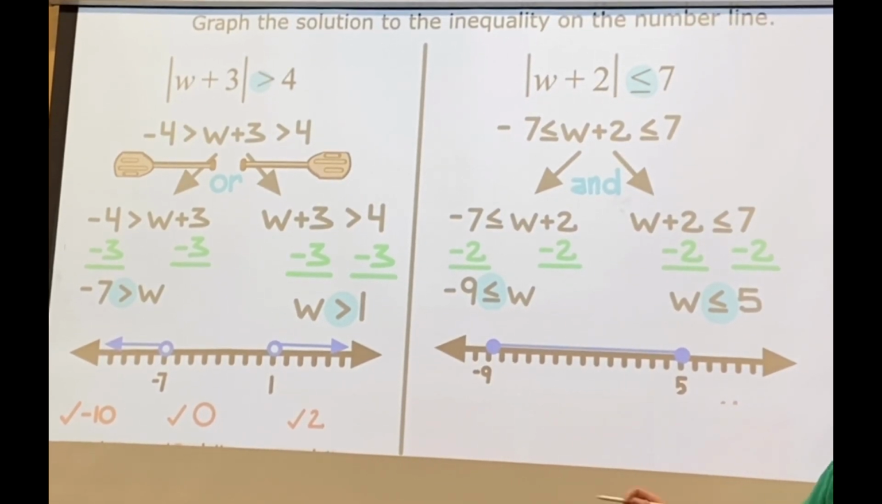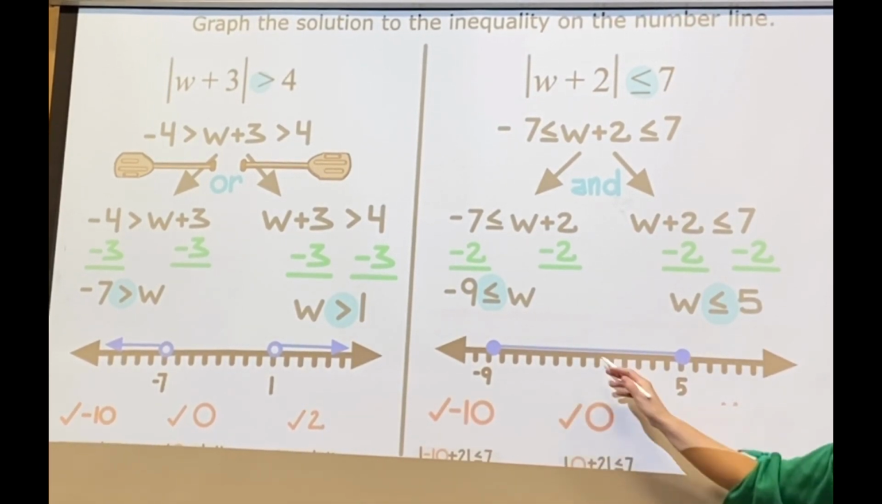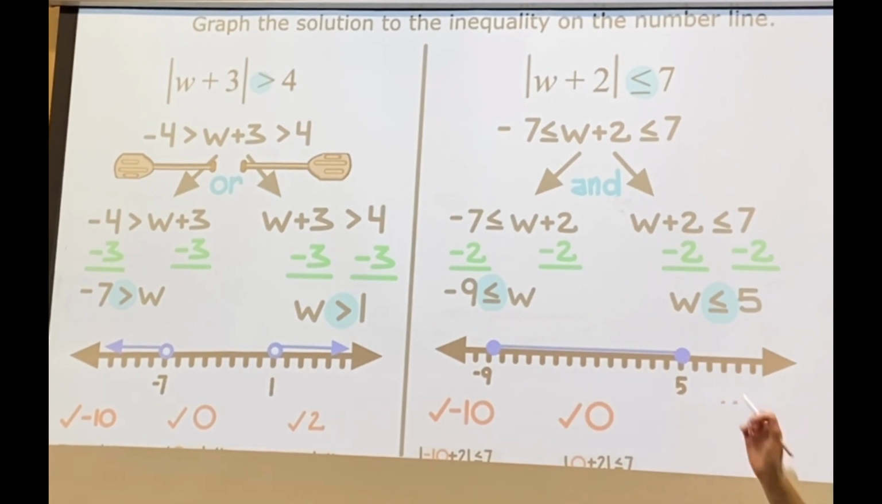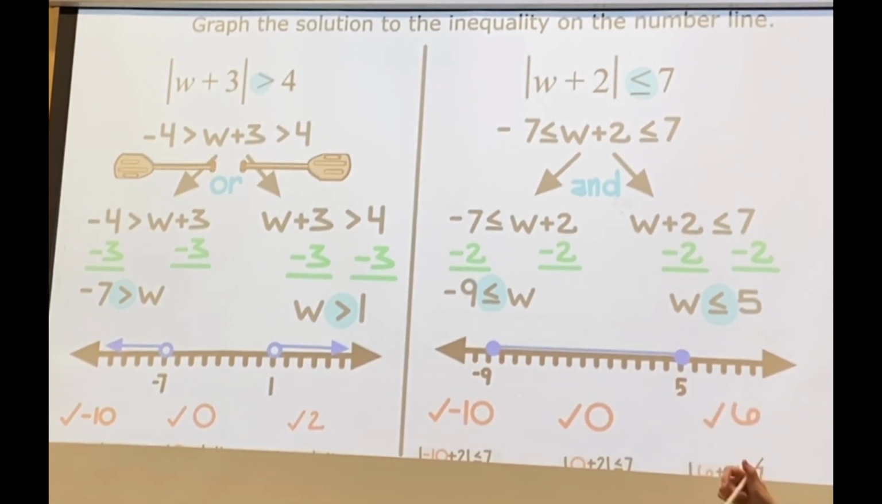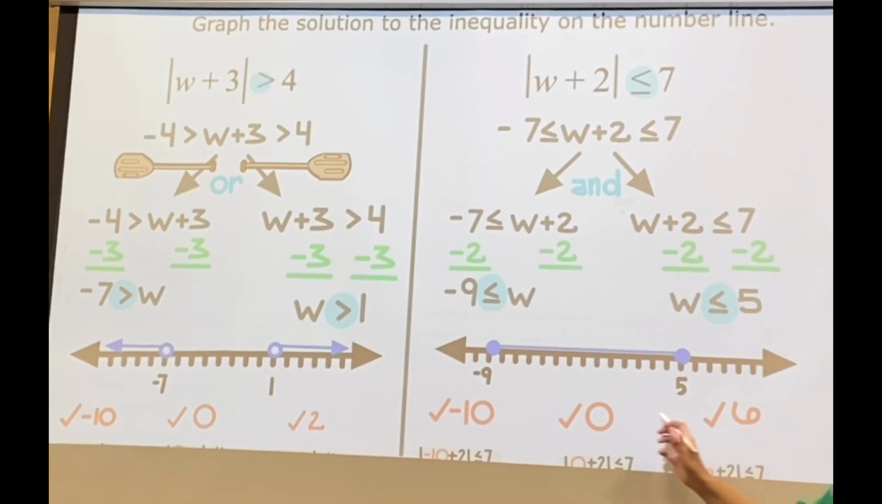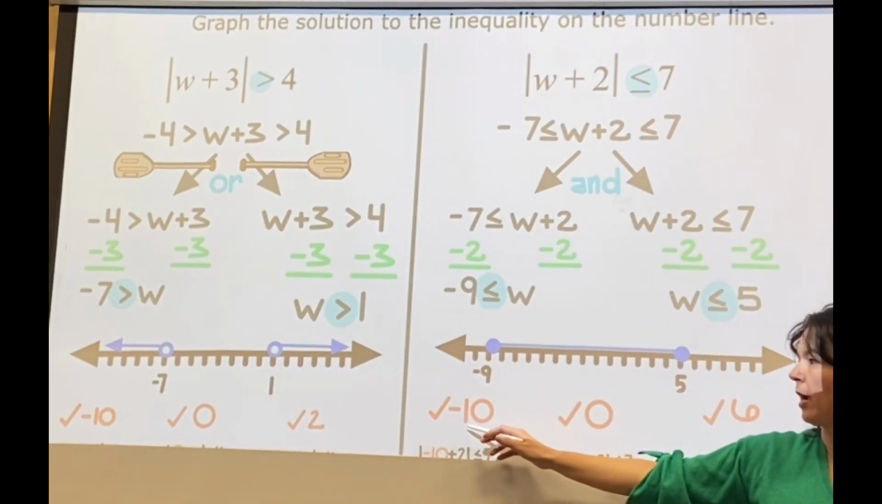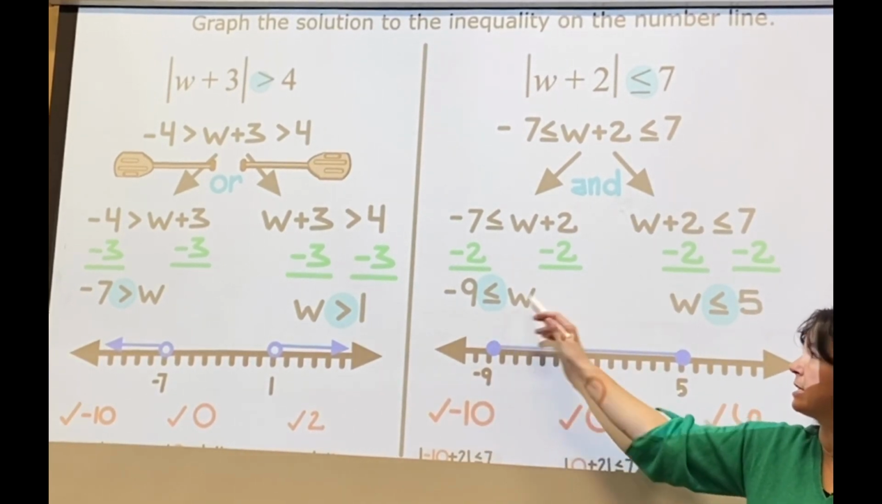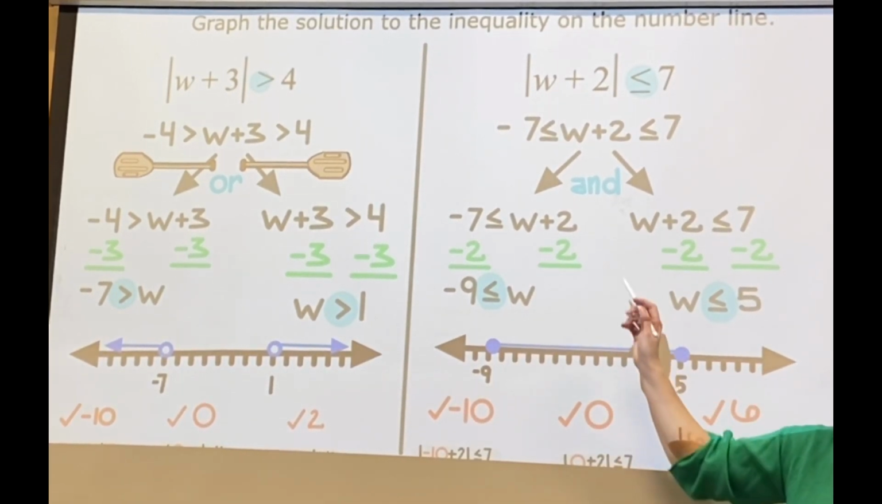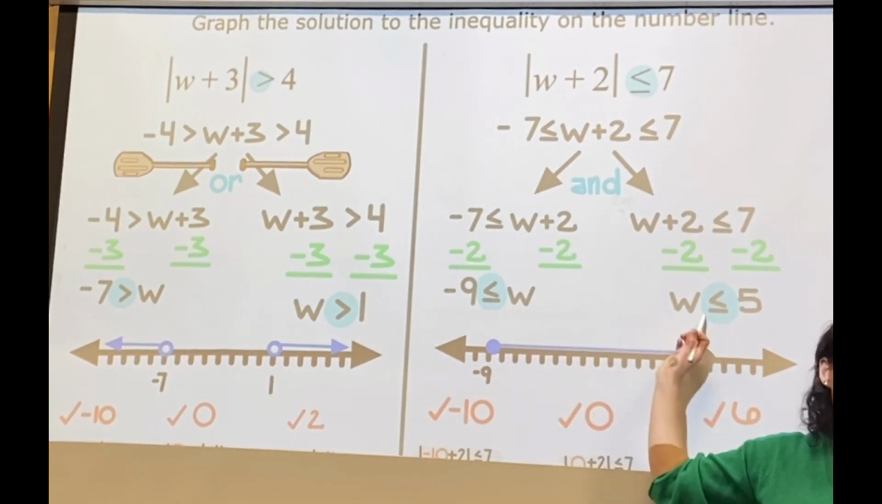If I really wanted to, I could pick a number to the left of negative 9, a number in between negative 9 and 5, and to the right of 5, and plug them into the original. 0 is the only one that would make the original true, or I could put these numbers into these, and for and, it would have to make both of them true.